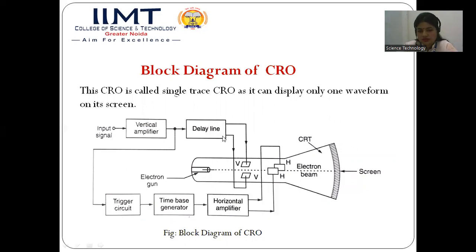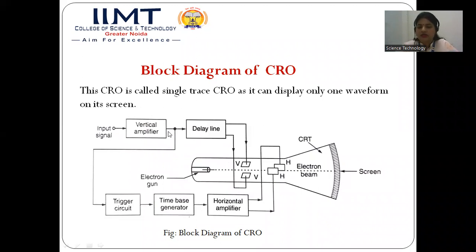What is the function of this delay line? The amplified signal from the vertical amplifier, if we do not use a delay line here, will go directly to the vertical deflection plate. But as you can see here, in the horizontal circuit, we have the trigger circuit, time-based generator, and horizontal amplifier. Then the signal will be applied to the horizontal plate. So this means that the signal will reach the vertical and horizontal plates at different times if we do not use this delay line.